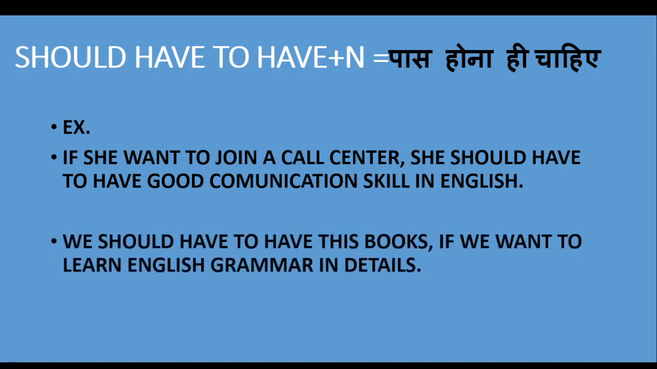And let me show you my second example. We should have to have this book if we want to learn English grammar in detail. This sentence is also showing the availability of the book, which should be available in your hand in the present. For example, we all want to learn speaking English. So for learning speaking, we should have to have a grammar book. As well as this sentence is showing that a grammar book is very important.